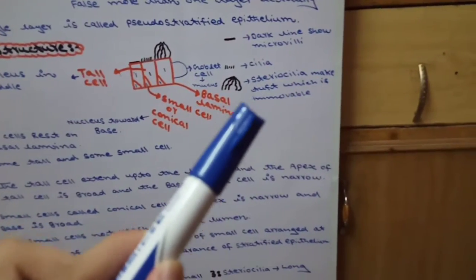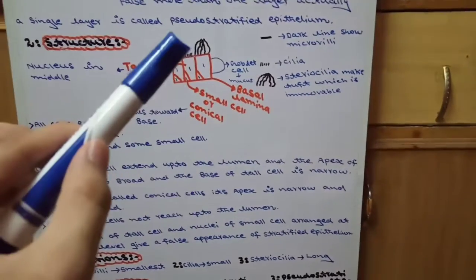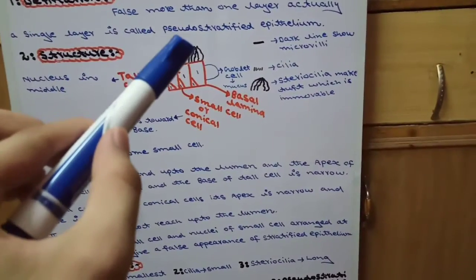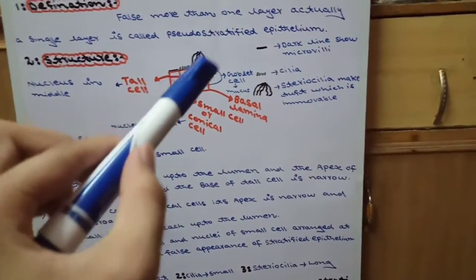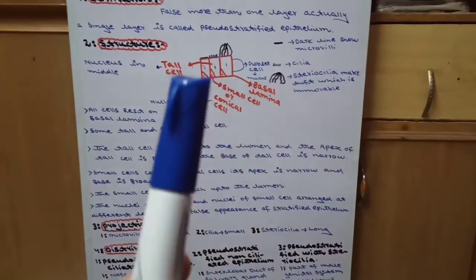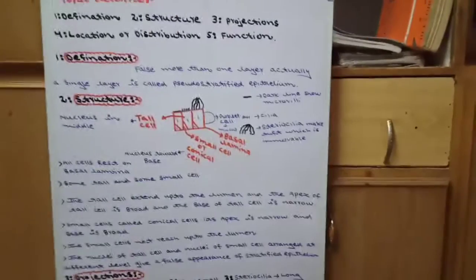Stereocilia make a tuft which is immovable. Cilia are responsible for ciliary movement, but stereocilia are immovable. They make a tuft, a brush border. These are the three projections: microvilli, cilia, stereocilia.